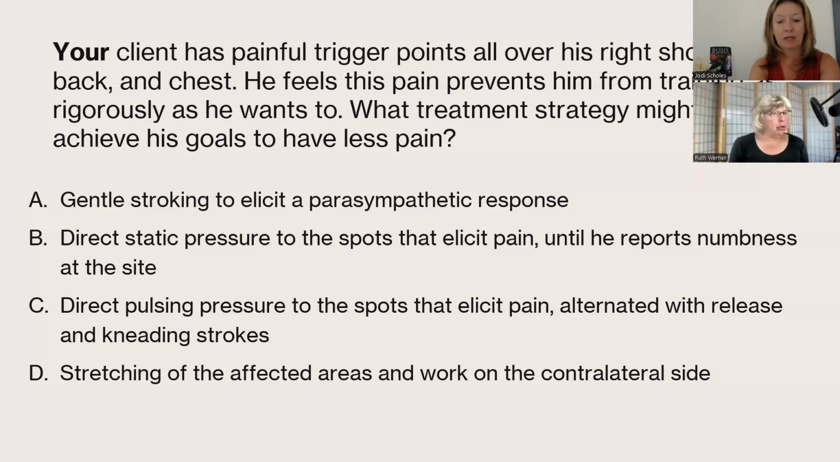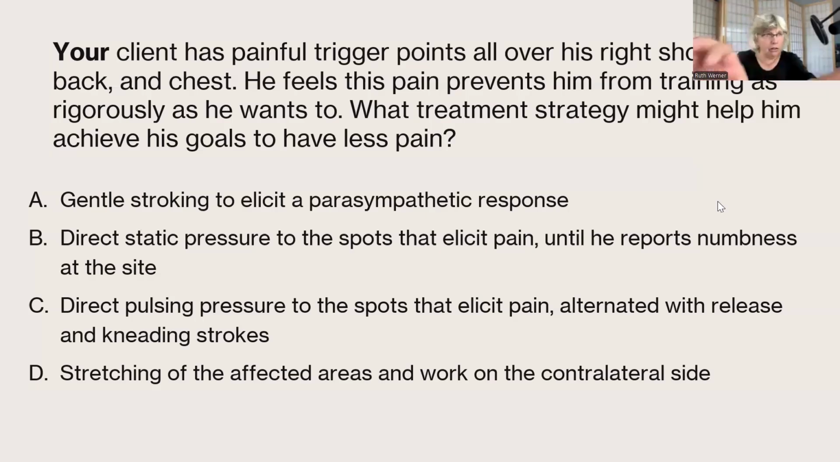In your training, the question I would ask is what best answer shows engagement with the muscle, as in to release the trigger points? Yeah, Bria, you're on the right track. So which of these does that besides B? Is it gentle stroking to elicit a parasympathetic response, direct pulsing pressure, which is to say on, off, and then some kneading strokes, or D, stretch the affected area, but only actually work on the contralateral side. There is definitely a best choice here, and that is C.